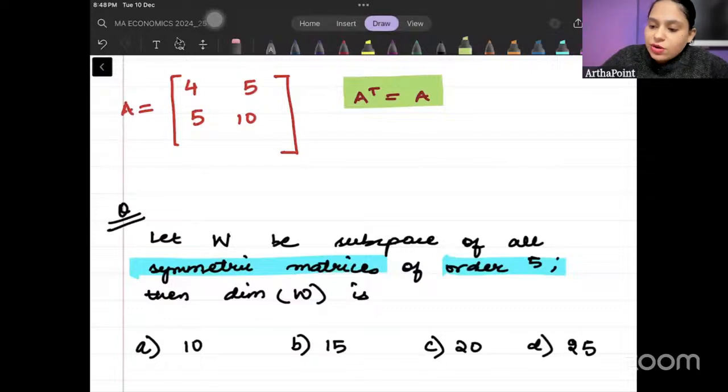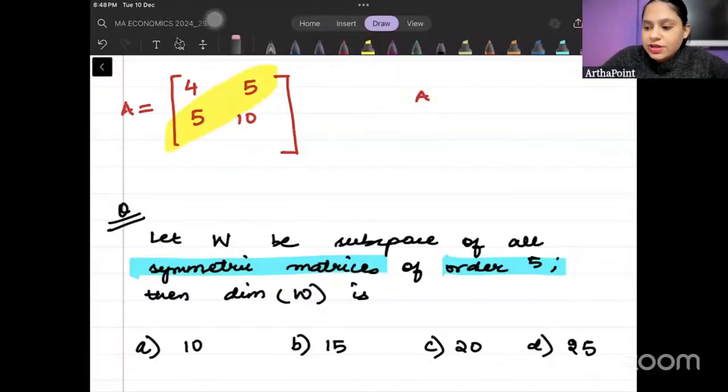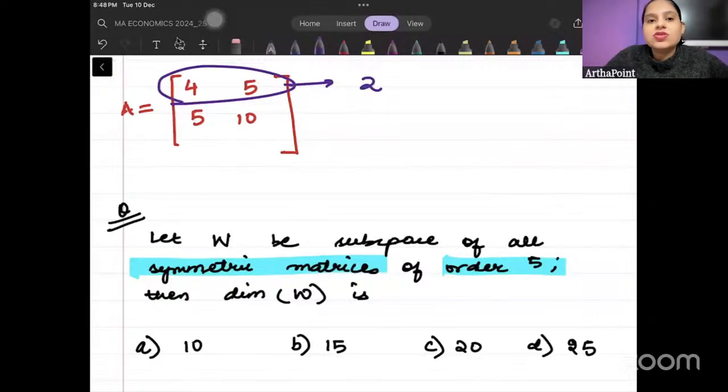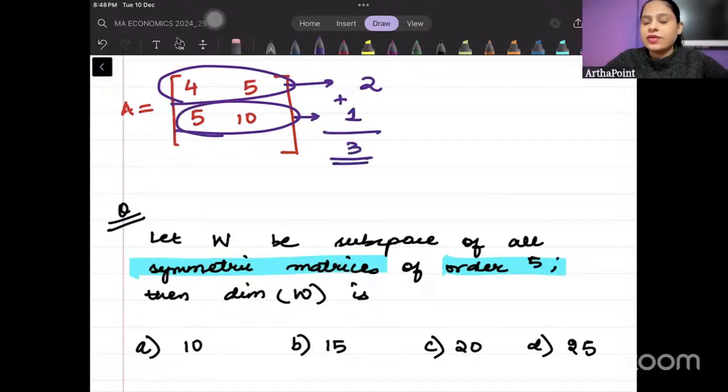For that, what do I require? I require that these off diagonal elements should be equal. Right? We have done this property in matrices that if it is a 2 cross 2 matrix, the first row has 2 unique elements, but the second row will only have 1 unique element. So the total number of elements will be 3, right?